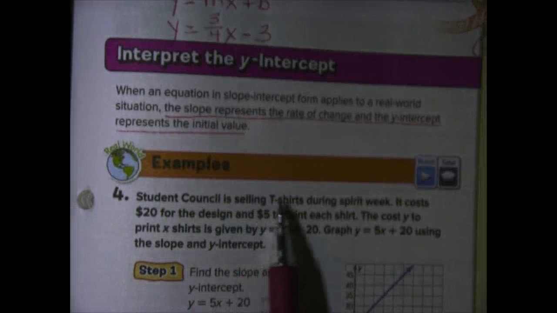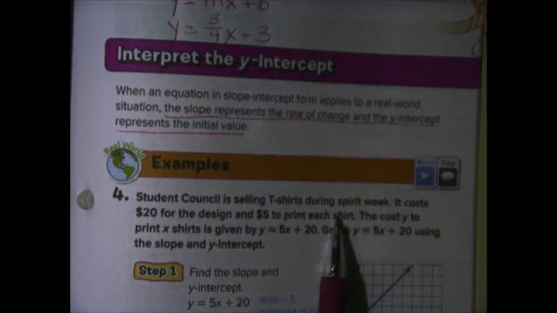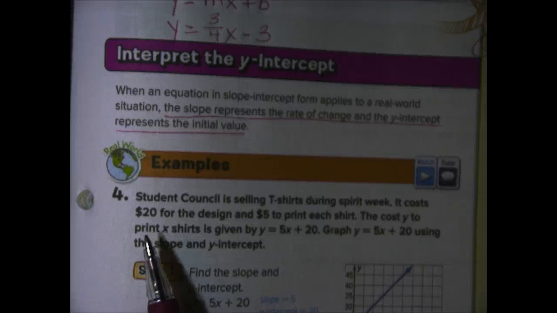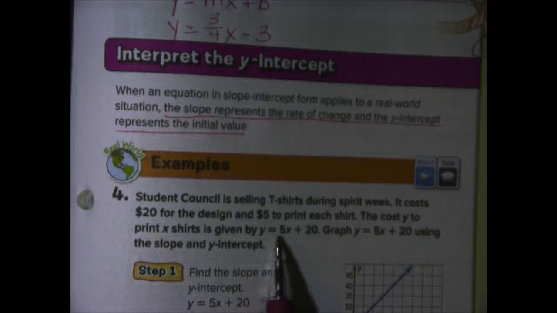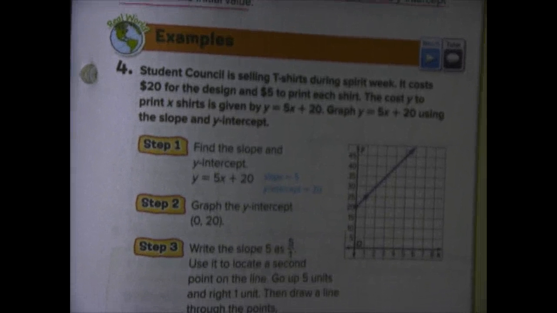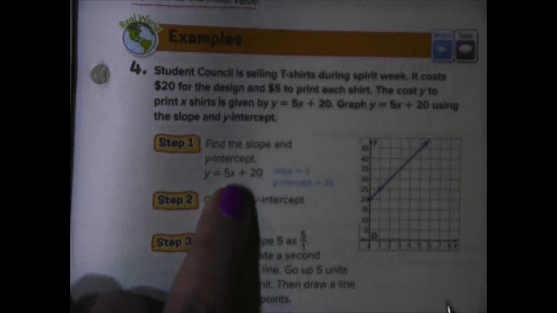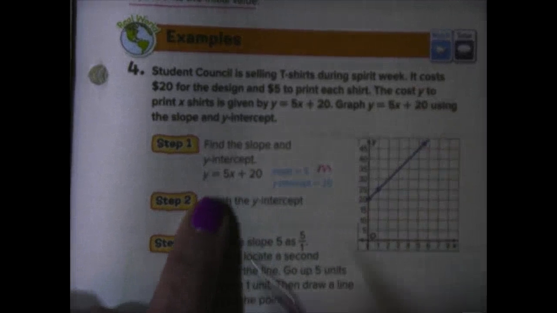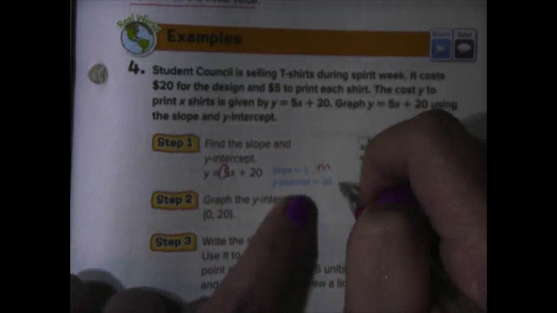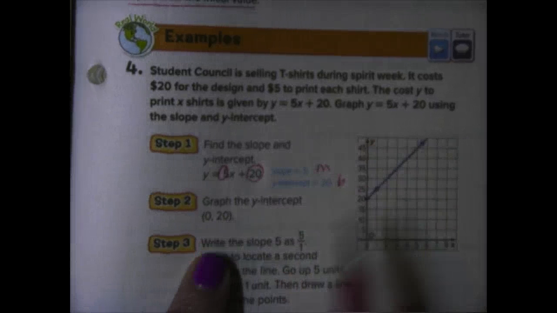So student council is selling t-shirts during Spirit Week. It costs $20 for the design and $5 to print each shirt. The cost y to print x shirts is given by y equals 5x plus 20. Graph y equals 5x plus 20 using the slope and y-intercept. Well, the first thing we're going to do is find the slope and y-intercept. So we have the slope is 5, here it is, and the y-intercept, or the b, is 20. Here it is.